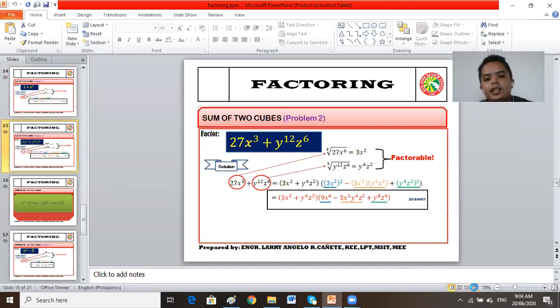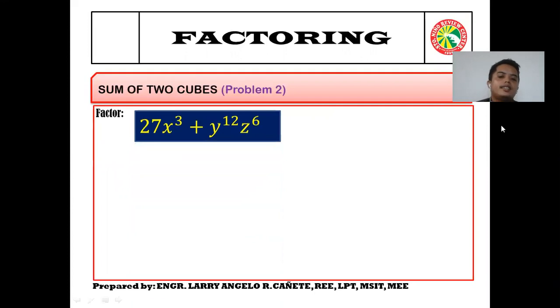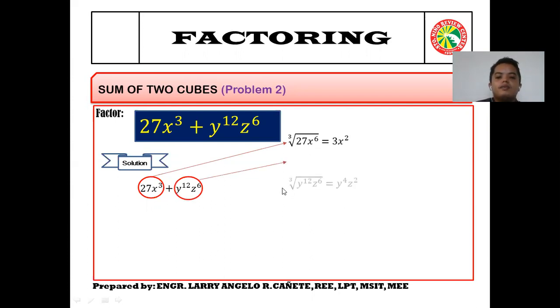So another example here: 27x cubed plus y12 z6. So the first thing to do is to check if that can be cube rooted, same with y12 z6. And the precedence here is always positive, cube root. So the cube root of 27 is 3, and the cube root of x cubed is x. And the cube root of y12 z6 is y4 z squared. So it's easy to solve for the cube root of a variable.